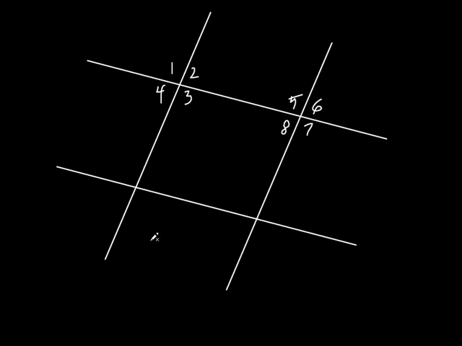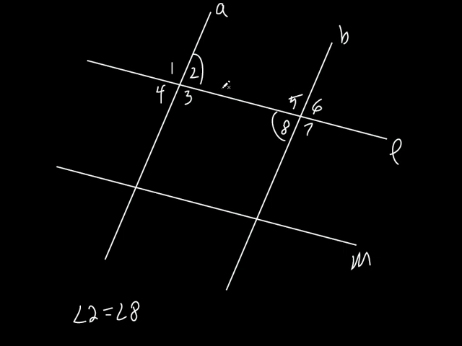Let's just do this. What if I said that angle 2 was equal to angle 8? Watch, I'm not done. Don't pack up. Look, angle 2 is equal to angle 8. We'll call this A and B. We'll call this L and M. Which two lines must be parallel?